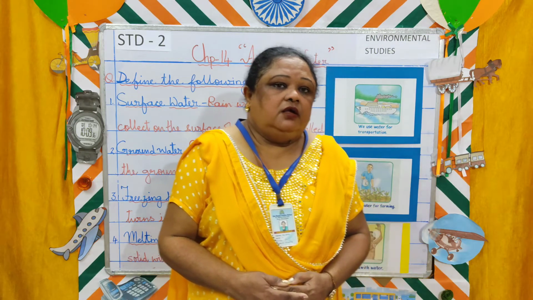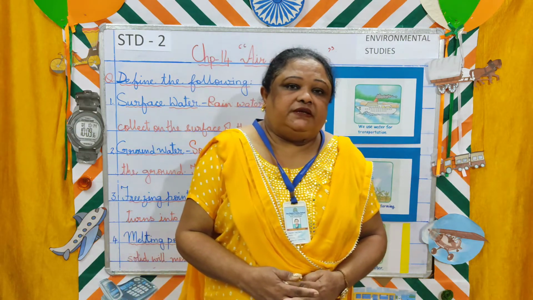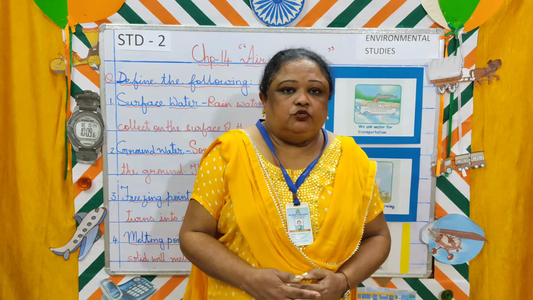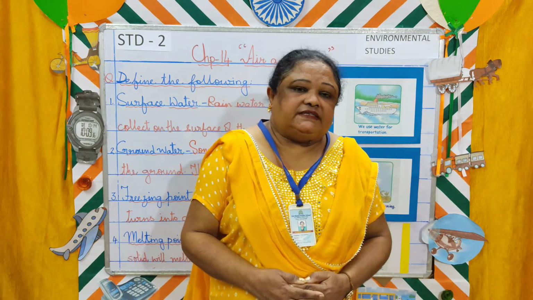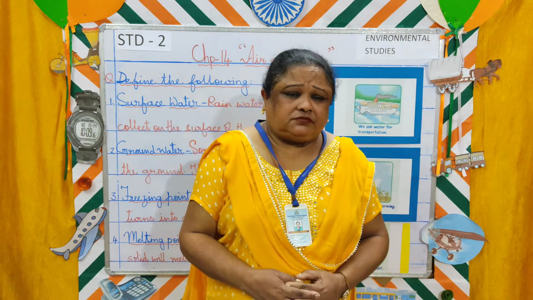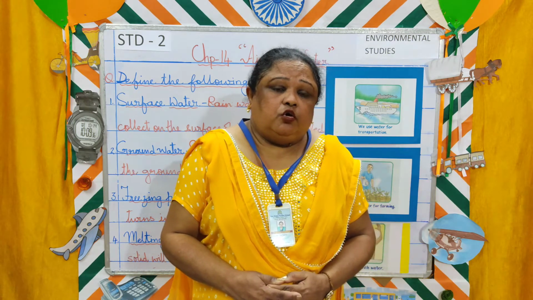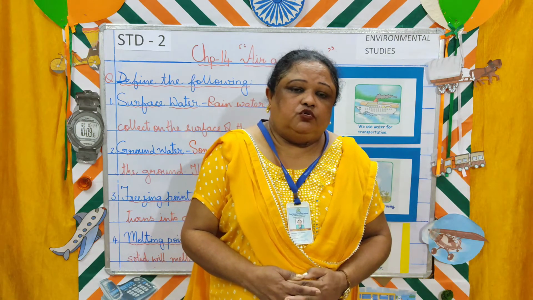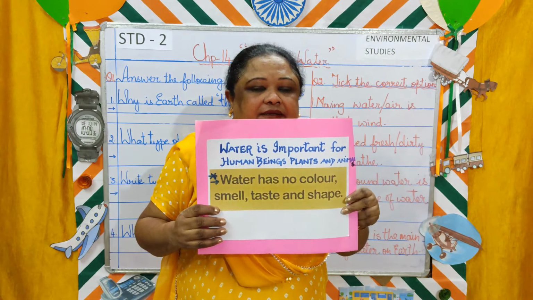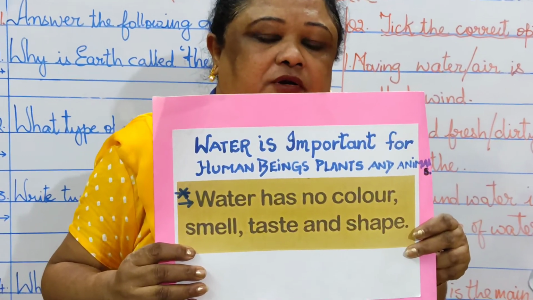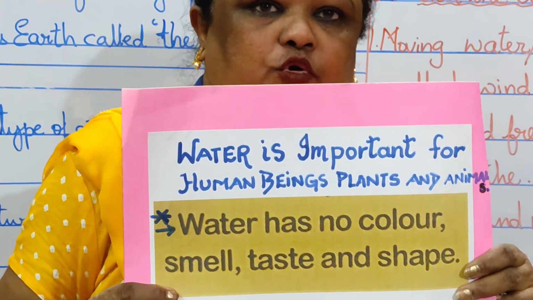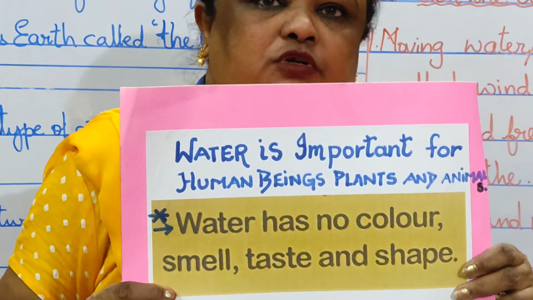Number 1, water should be boiled and filtered before drinking as boiling kills germs. Number 2, the utensil in which the water is kept should be clean and covered. Number 3, we should close taps which are not in use. Do not waste water. Save water. Now children, let us remember, water is very important for human beings, plants and animals. Water has no taste, no smell and no shape.